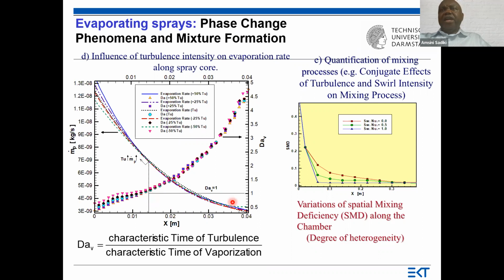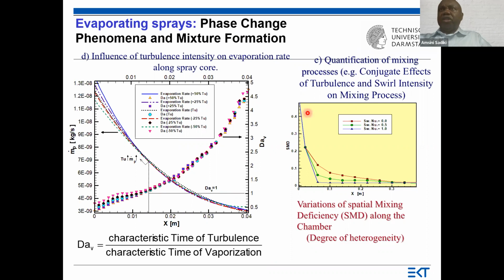So you see, if the Damköhler number is smaller, then we are in this region. If it is higher, then we are in this region. So we can say that with the Damköhler number of evaporation, we get these two regions, and then we can characterize the effect of the turbulence intensity on evaporation rate.